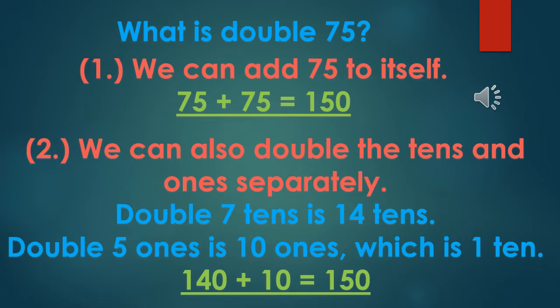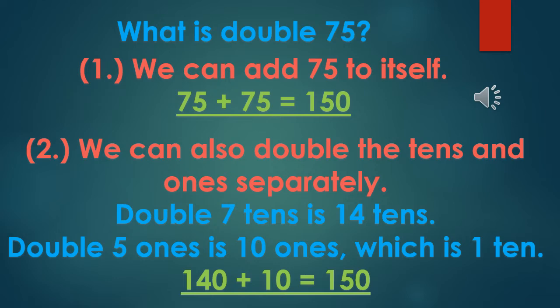Students, on this slide we can see that we have to double the number 75. Now, as we discussed, the first way to double the number is by adding the number to itself. So when we add 75 plus 75, we get 150. Now let's go to the second way.